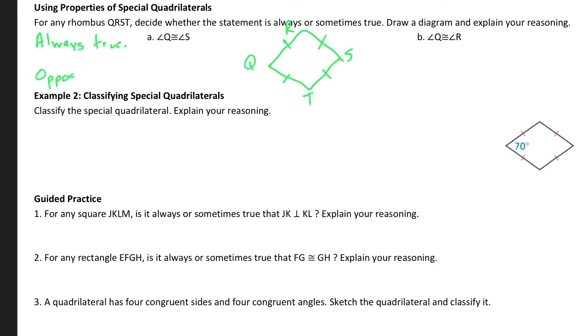Opposite angles are congruent. Sorry about that. That was my phone going off.